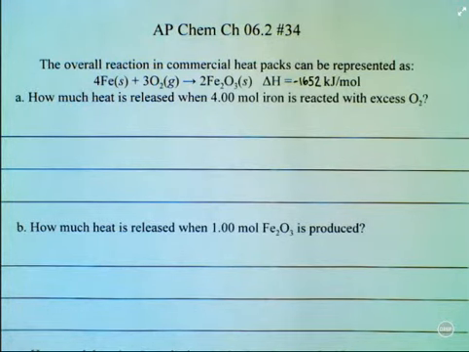This is number 34 from Chapter 6, Section 2 in the back of your book. It reads, the overall reaction in commercial heat packs can be represented as 4 Fe in the solid phase reacts with 3 O2 in the gas phase to yield 2 Fe2O3 in the solid phase with a delta H of negative 1,652 kilojoules per mole. A. How much heat is released when 4.00 moles of iron react with excess O2?